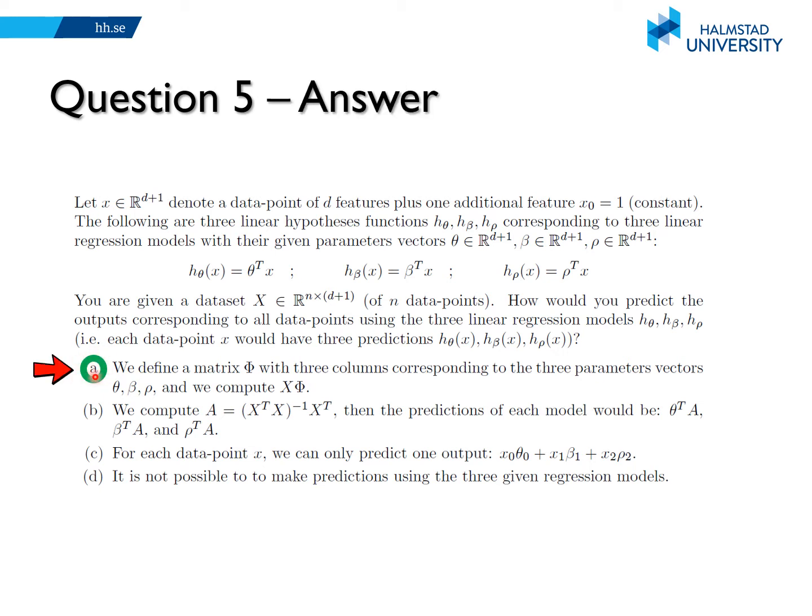The correct answer is A. You have seen this during the very first Python lab. So by putting the parameters of each model as a column in this matrix, then you can predict by doing just the multiplication of the input data X with this matrix, and then you'll get the predictions based on all three models. You can check Lecture 1 Basics and Lab 1 for more details about this.